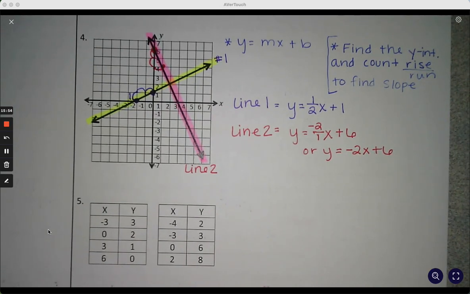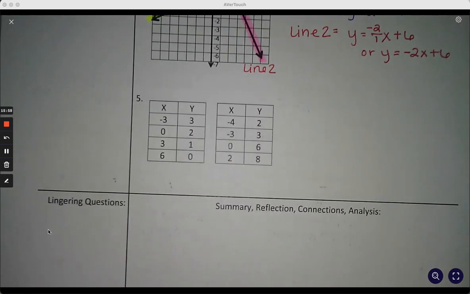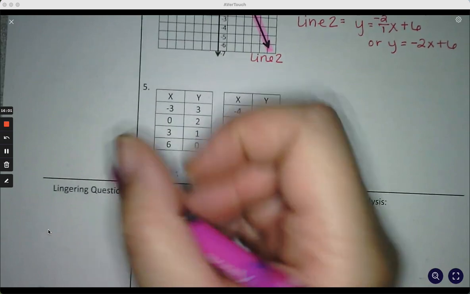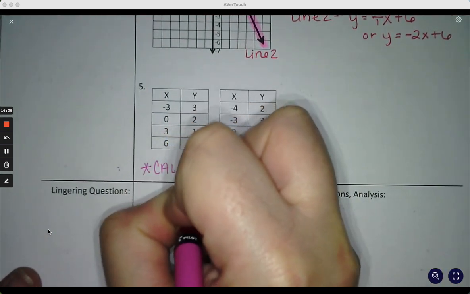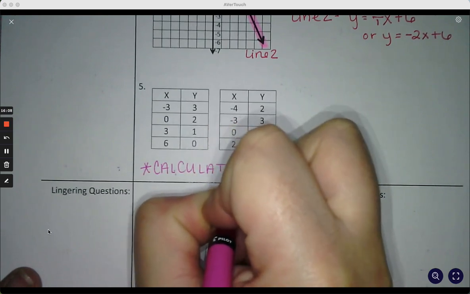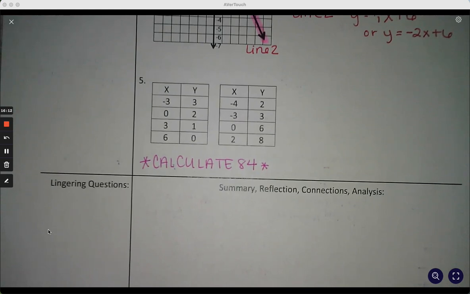Okay? And this last one, if you don't have a calculator and you have an iPhone, go to your app store, Calculate 84 is a free calculator app. It's going to ask you to sign in. You don't have to use it. It looks exactly like a calculator we use in class. And actually, the first time I recorded these notes, that's what I used at home because I didn't have a calculator, and I was able to solve it perfectly.